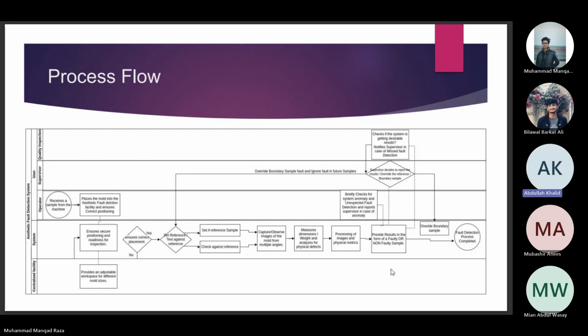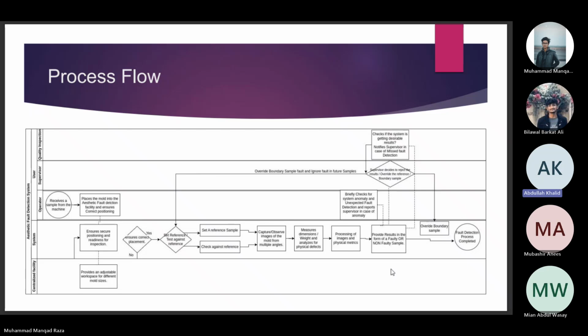It is not completely independent, but to some extent independent, and operates on its own, removing that human dependency in which the supervisor or the operator needs to check all those aesthetic faults. Initially, the operator had to do all these checks, or the supervisor had to approve the boundary sample.